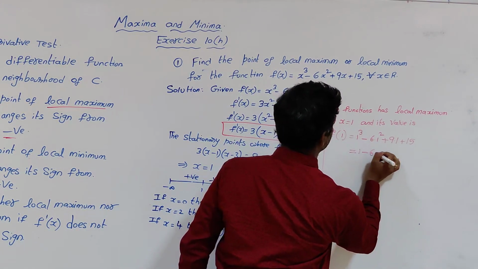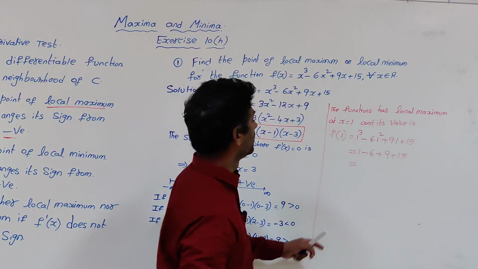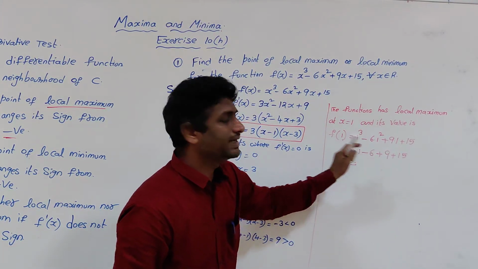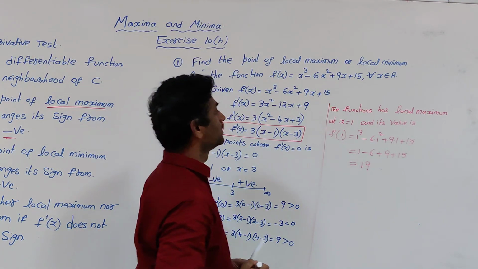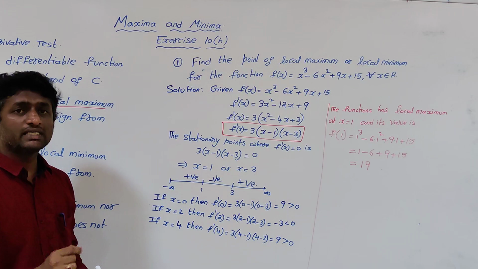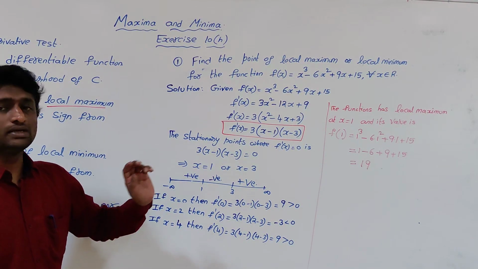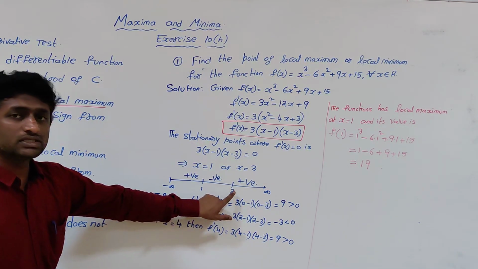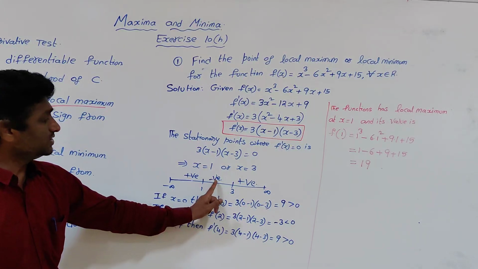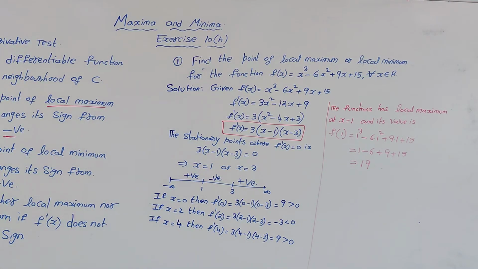1 minus 6 plus 9 plus 15, which is 10, 25 minus 6, 19. So the function has a local maximum at x equal to 1 and its maximum value is 19. Next, let us discuss x equal to 3. There is a change in the sign from negative to positive. So again, go to the second point.